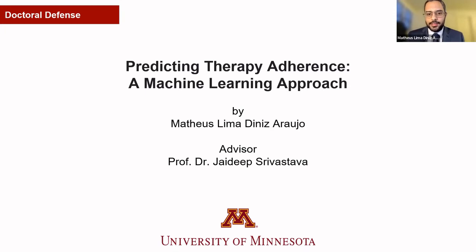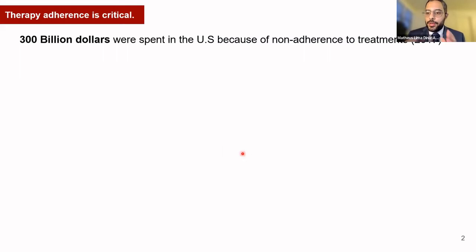I want to start this presentation with one specific sentence. $300 billion were spent in the United States in 2017 only because of people who do not adhere to their treatments. And this took my attention a lot. And I really think that if we can save part of this $300 billion share, we can make healthcare more efficient and hopefully even less costly, right?